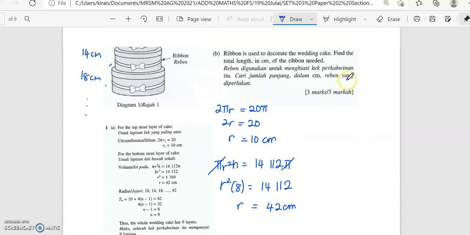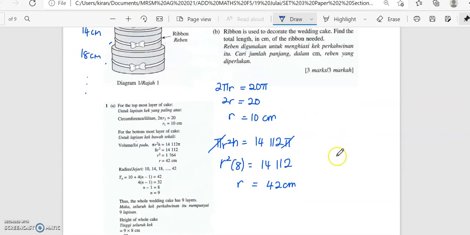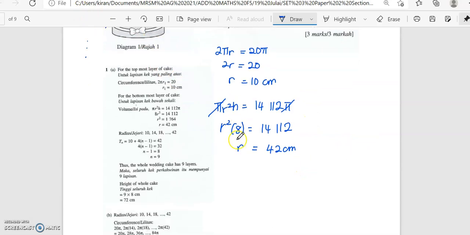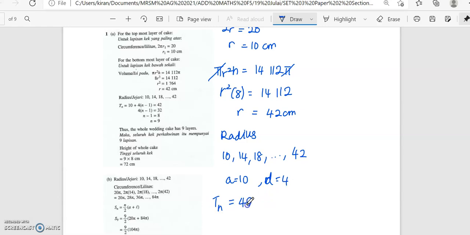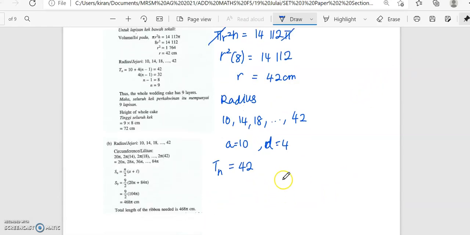Okay, so kita nak tahu berapa tinggi dia, maknanya kita kena tahu berapa bilangan layer yang kita gunakan. Okay, jadi kat sini kita kena guna Tn lah. Kita nak tahu berapa terms all together. Jadi given that kita kena susun dalam bentuk radius. Okay, susunan radius, sebab kita tahu the most top layer adalah 10 centimeter, and then 14, and then 18, and then the last one is 42. Okay, jadi kat sini a dia adalah 10, and then d dia adalah 4. Okay, and then we have to find the Tn with the last, the bottom one, which is 42.